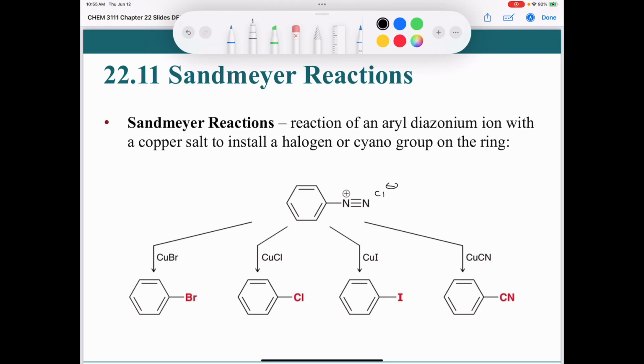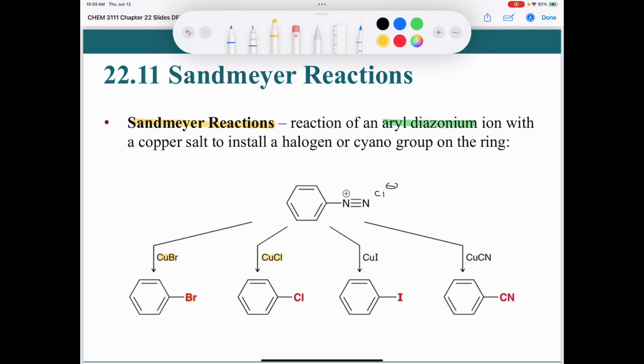Okay, so I promised you that I would show you what you could do with an aryl diazonium ion. Aryl diazonium ion shown here. And what we can do with an aryl diazonium ion is we can use copper salts to do what are called Sandmeyer reactions. So the Sandmeyer reaction, if we use copper(I) bromide, we install a bromine.